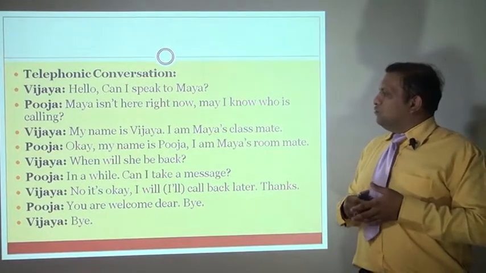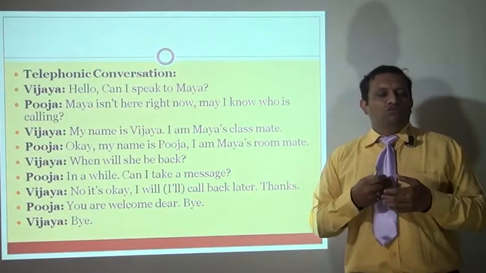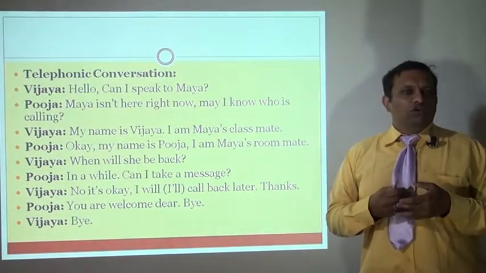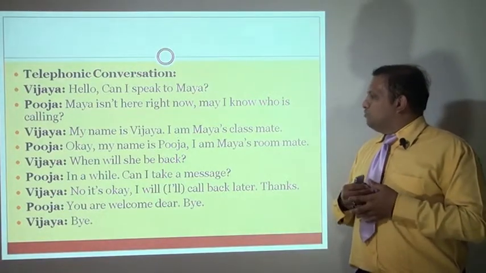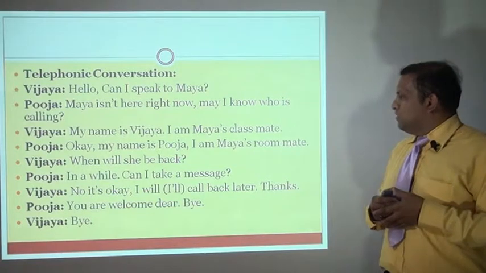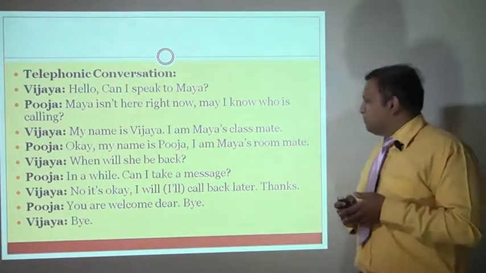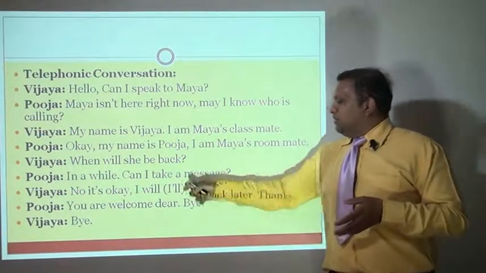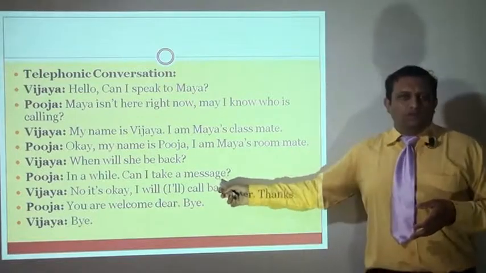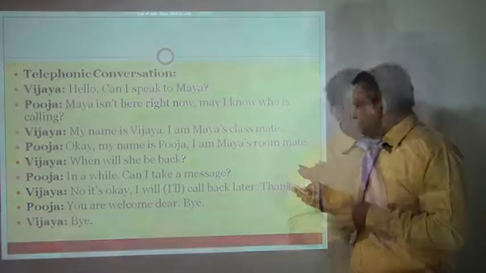For example, Vijaya, hello, can I speak to Maya? Now this is an inquisitive tone which showed that the other person is trying to inquire. My name is Vijaya, I am Maya's classmate. Okay, my name is Pooja and I am Maya's room partner. When will she be back? In a while. Can I take a message? Here, this conveyed a sign of acceptance and a message that the other person is willing to help. Thank you.